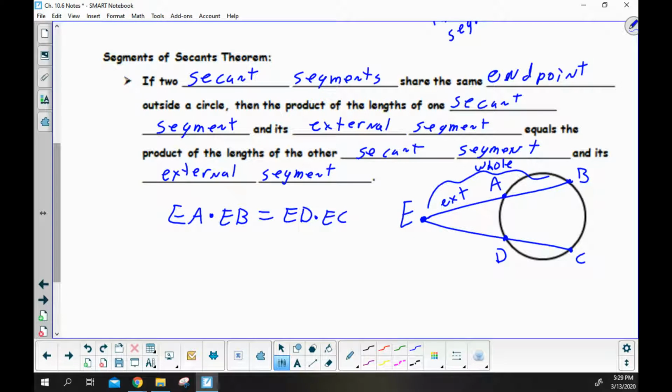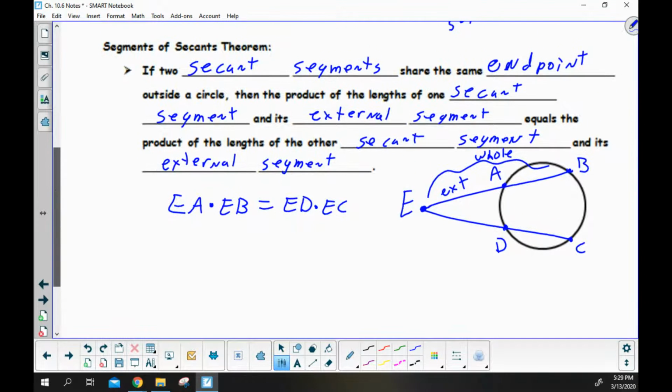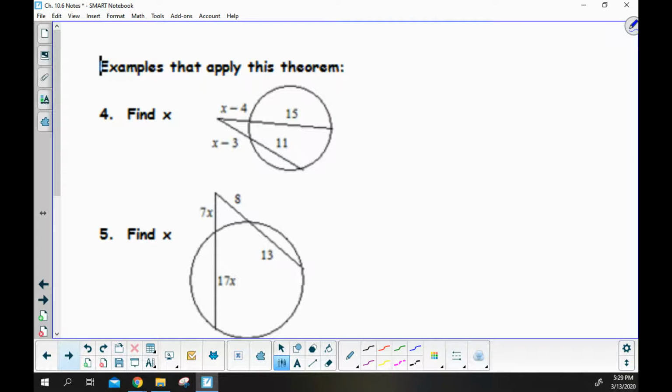So there may be times where you're given part of it. There may be times you're given the whole thing. You may be given the inside and the whole, and you have to find the outside. So a couple of different scenarios you're going to see. All right. So this is how we're going to work. External times whole, external times whole. Keep that in mind as we're going to just keep that mantra up.